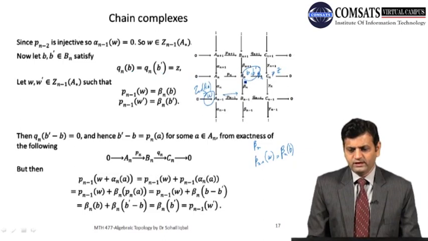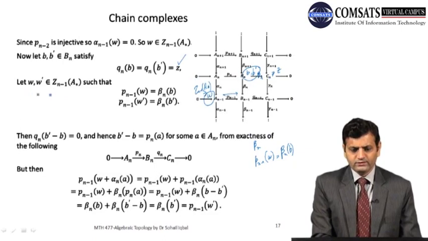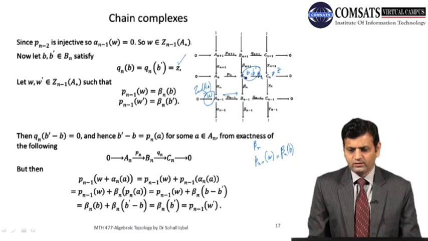Now we want to show that it doesn't matter which b you take from this B_n, this w is unique. So take two elements b and b' such that q_n(b) and q_n(b') are equal to z. Okay, so let w and w' be two elements using the same arguments. So we have two elements, and both satisfy this condition. Once again, p_{n-1}(w) is equal to β_n(b), and p_{n-1}(w') is equal to β_n(b').